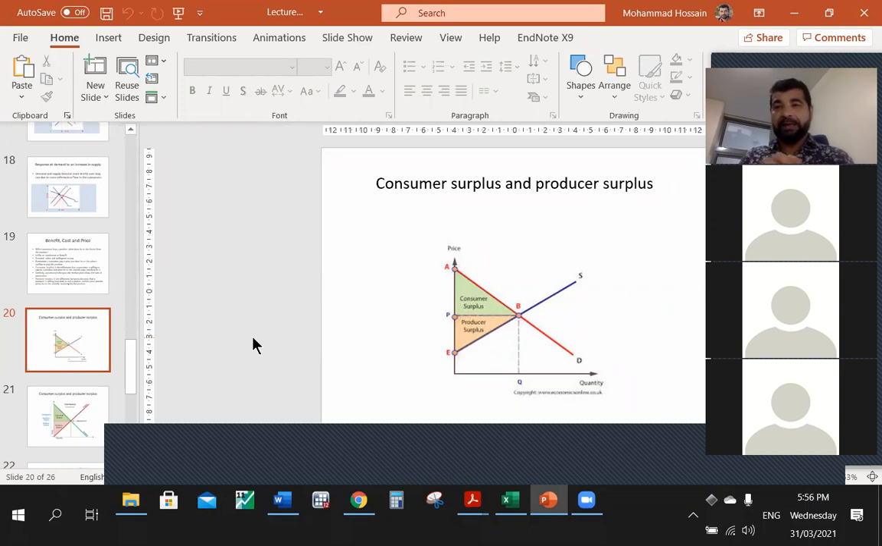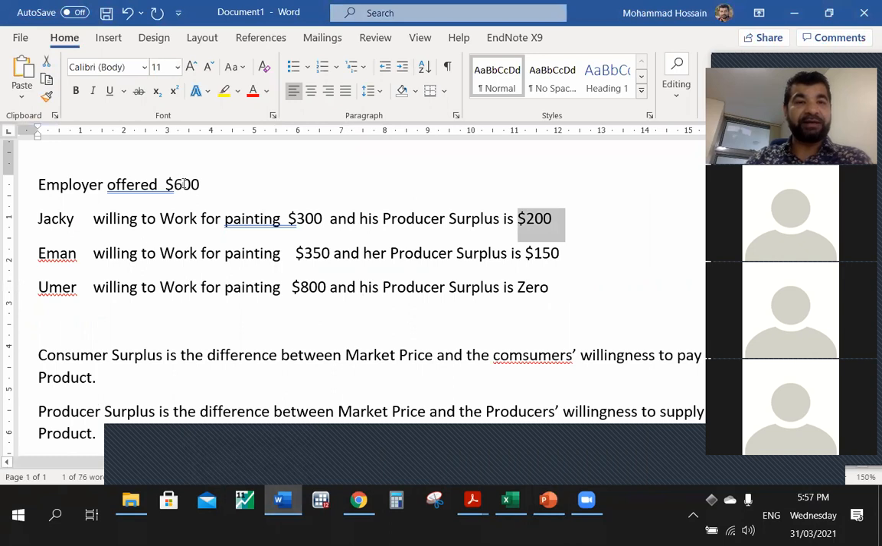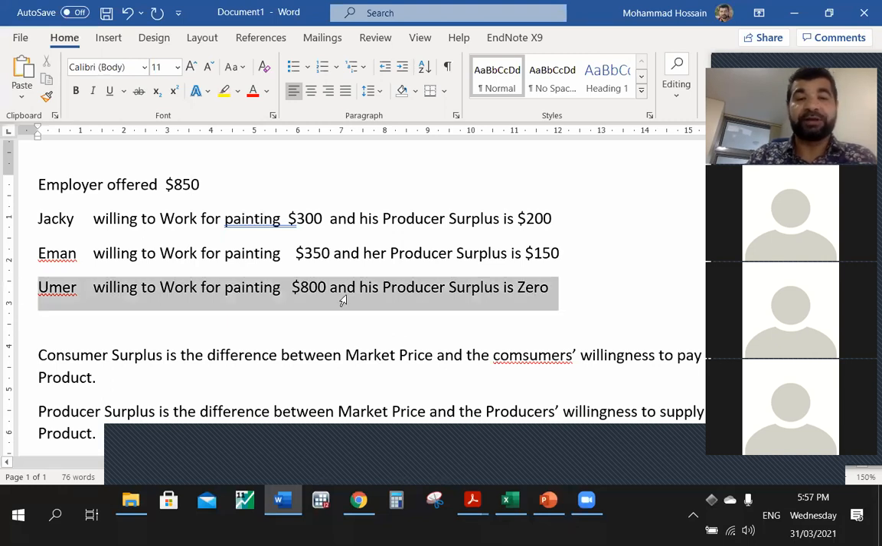Sorry. Okay. So what do we mean by this? We mean that if the price changes, it might add more consumer surplus to the existing customers. Also, it will add new happy customers too. In our case, let's say the employer offered $850. Now you see, Omar is also happy now. Omar is happy for $50 extra. We've got one more new producer surplus.